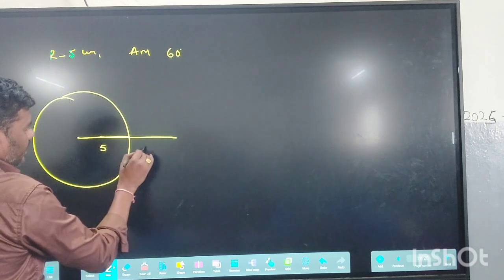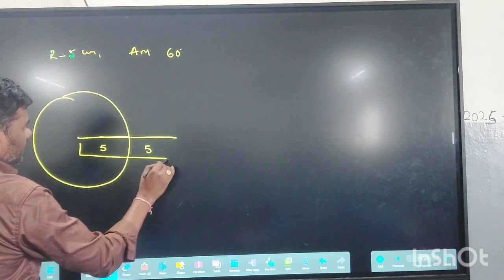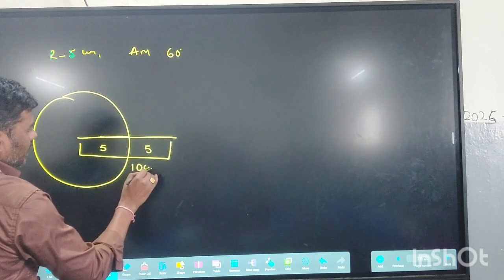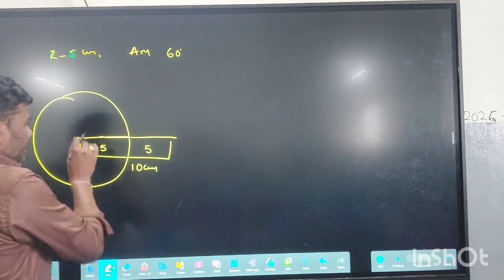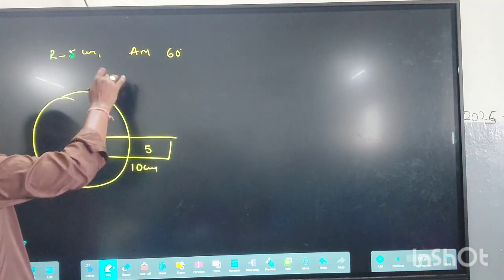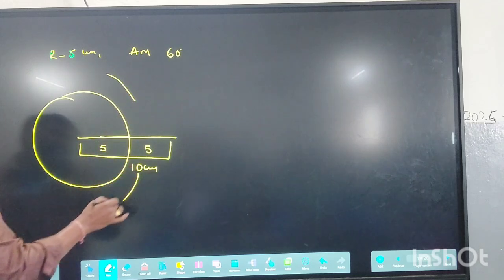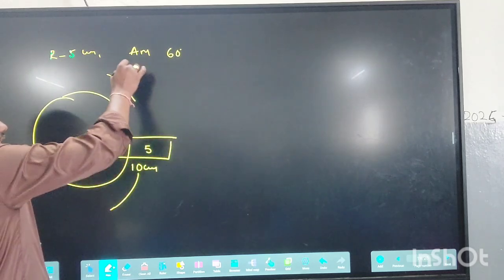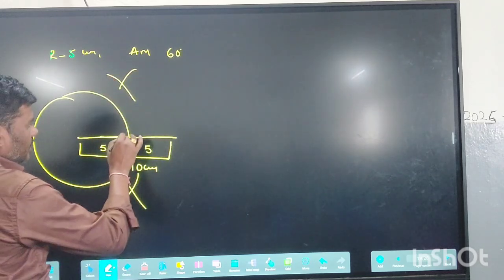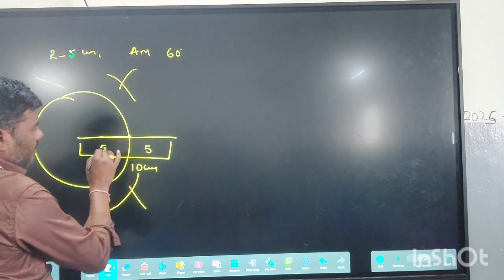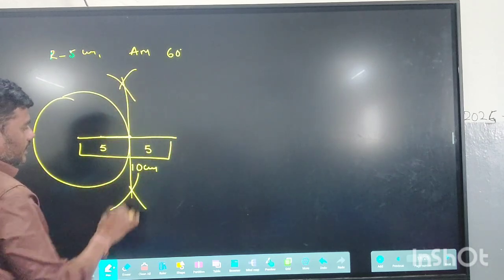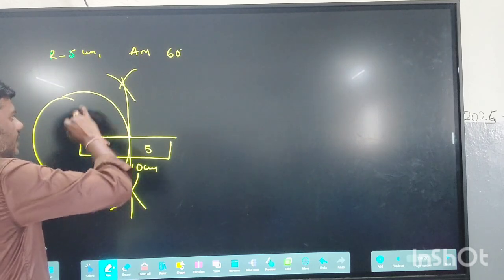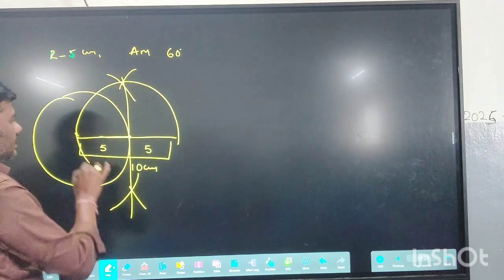This 5 centimeters, this 5 centimeters, the total is 10 centimeters. Now here, draw one arc, taking more than half, and draw one arc here too. So this is the center point. Why? Because this side is 5 only. So this is the center point coming. Here again join the circle.